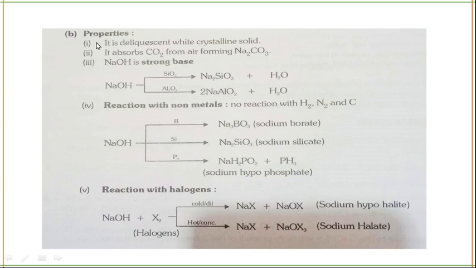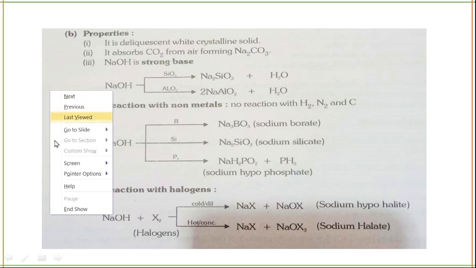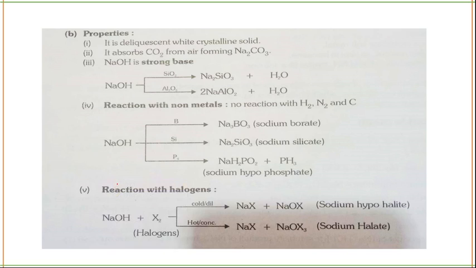Next, if we talk about the properties of sodium hydroxide, this is a deliquescent white crystalline solid. This NaOH absorbs CO2 from air and forms Na2CO3, sodium carbonate, and NaOH acts as a strong base. When you react NaOH with SiO2 or Al2O3, with SiO2 this will form Na2SiO3, and with Al2O3 this will form NaAlO2. You need to remember these reactions because they can be asked directly in your exam.